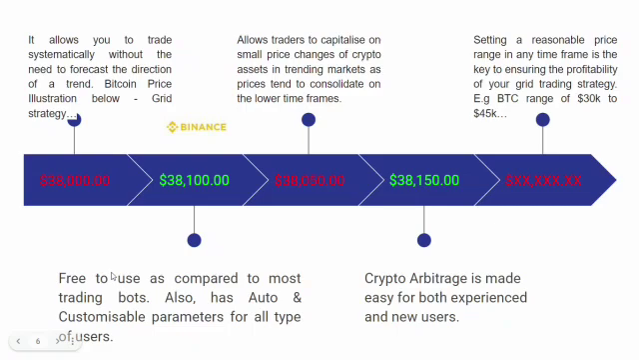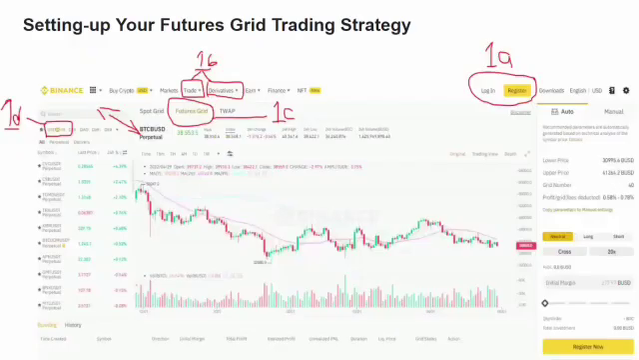It is free to use, as compared to most trading bots, and the grid trading bot has auto and customizable parameters for all types of users. Users can also benefit from crypto arbitrage, which is made easy for both experienced and new users. Crypto arbitrage is just a way of buying low and selling higher. This can be done on a particular platform as well as on different exchanges. In this scenario, the grid trading bot strategy does this for you with ease.